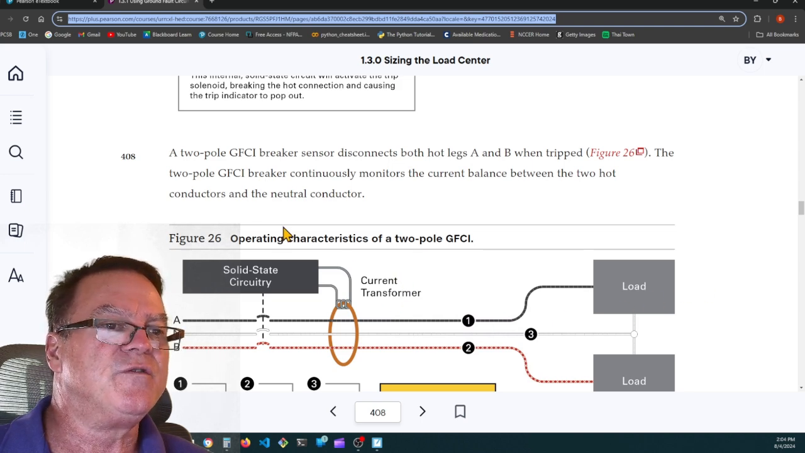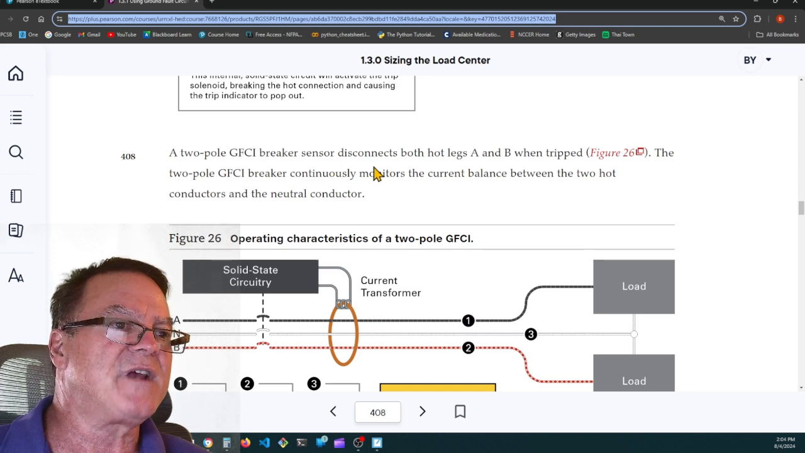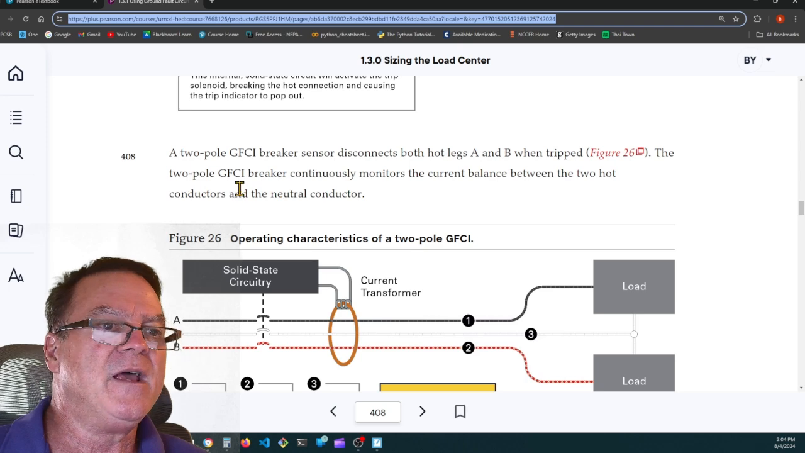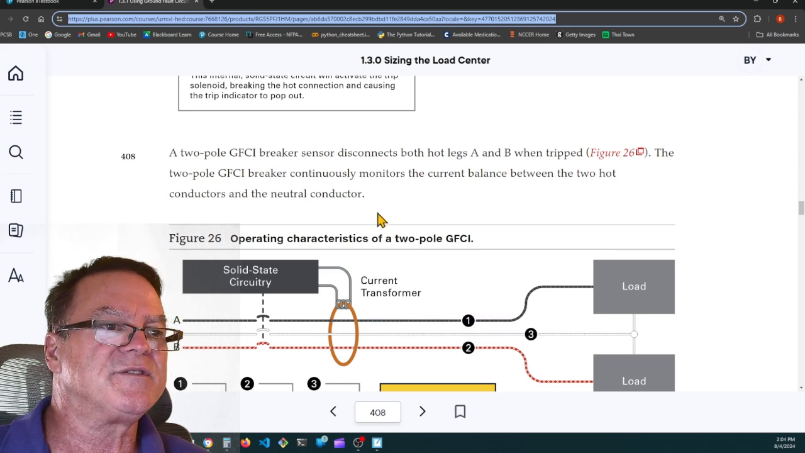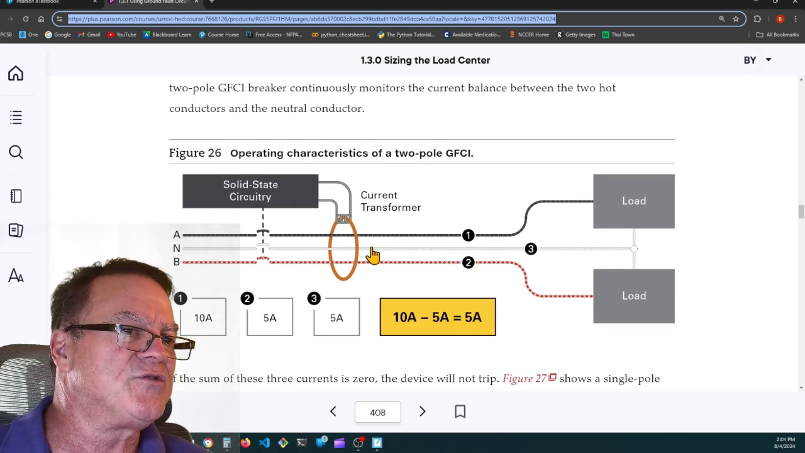And here's a 240 volt, 2-pole GFCI breaker. The sensor disconnects both hot legs, A and B, when tripped. The 2-pole GFCI breaker continuously monitors the current balance between the two hot conductors and the neutral conductor. Remember, that neutral carries the imbalance. So if you have the same current going out on the hot conductor and coming back on the phase B, A phase and B phase, then it's balanced and everything's fine.